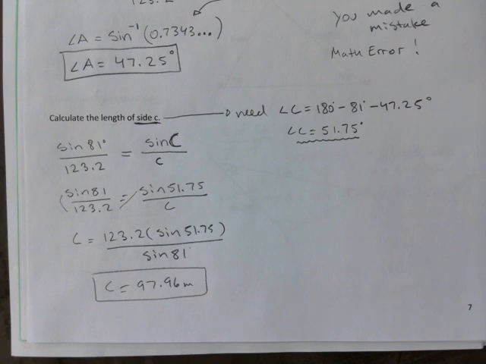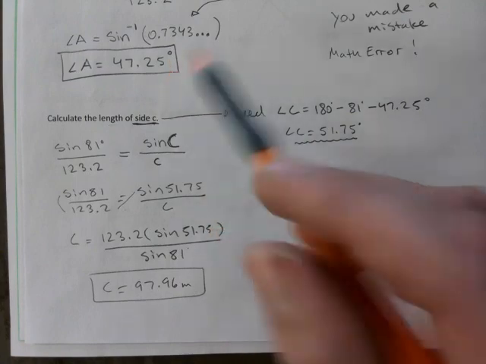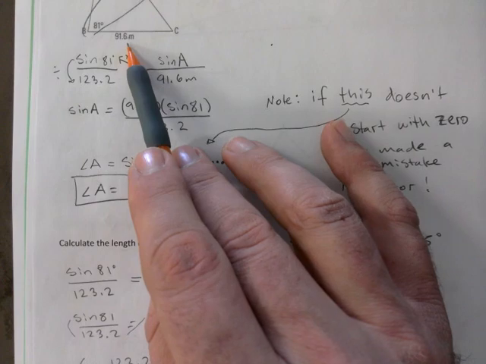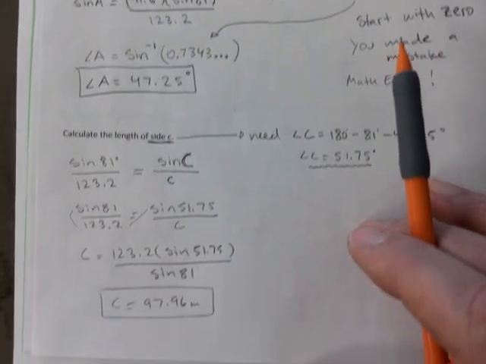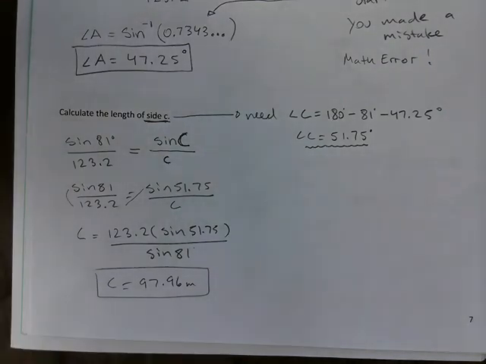Which one is your longest side and largest angle? If you go back up, 81 is the largest angle in that triangle and it has the longest side across from it. So we know we're doing something right. A is the smallest angle right now, and it has the shortest side across from it, right? You can tell 91.6 is the shortest out of all three. So there you have it. That's it.